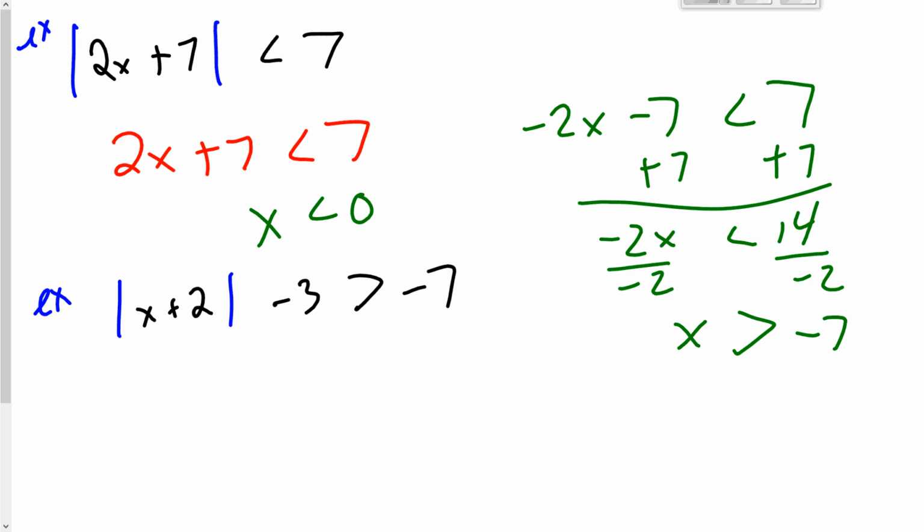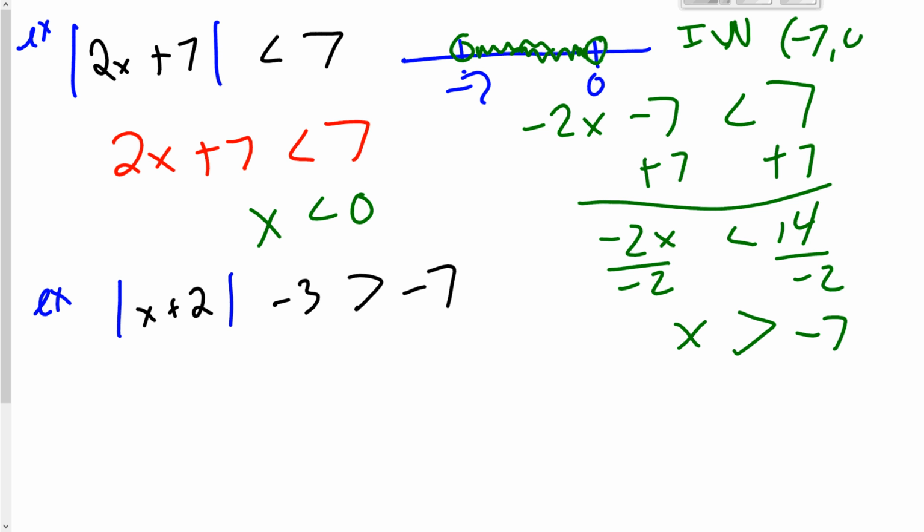So if I was writing this answer on a number line, right, we have 0, or sorry, negative 7 probably right there. Negative 7 and 0. This is x is less than 0, so it's everything this way, and it's less than 0, not hitting 0, so it's an open circle. This is greater than negative 7, open circle on negative 7 going this way. So if I write it in interval notation, then it's going to be between negative 7 and 0 would be my answers in interval notation.